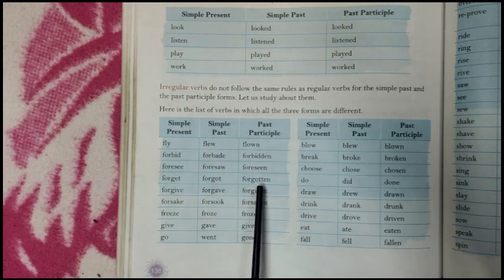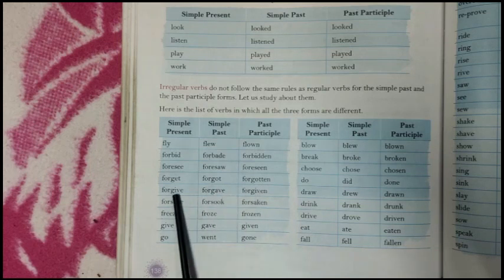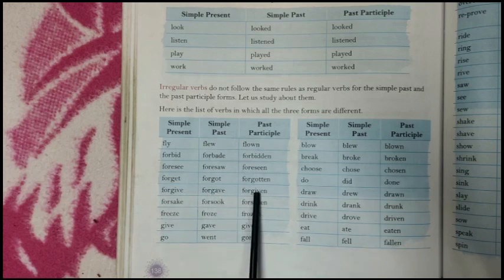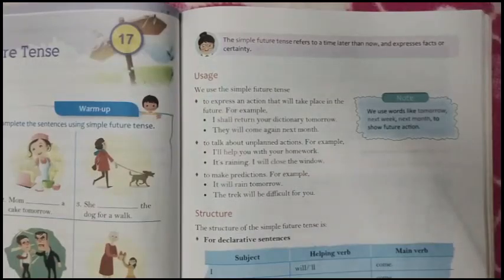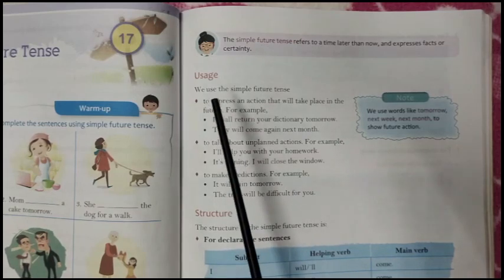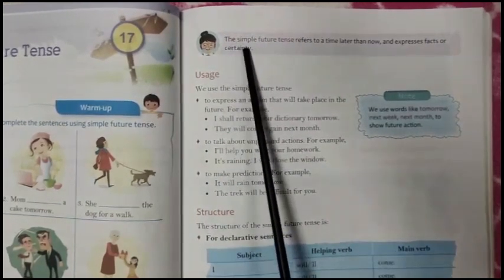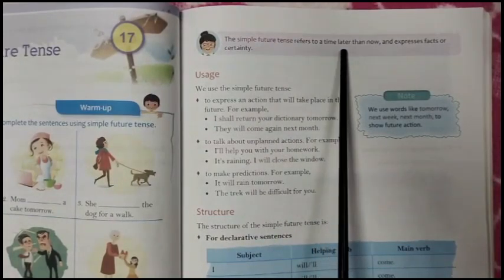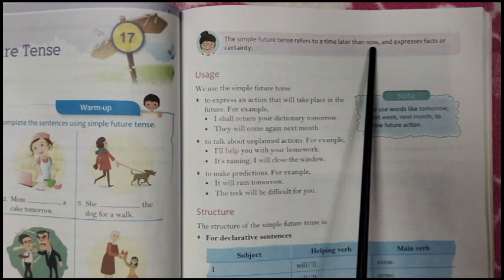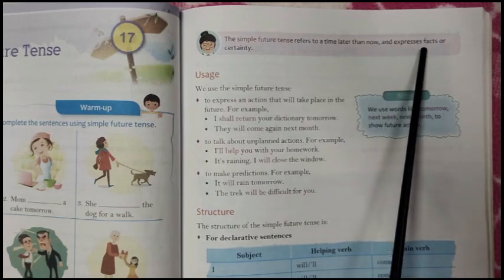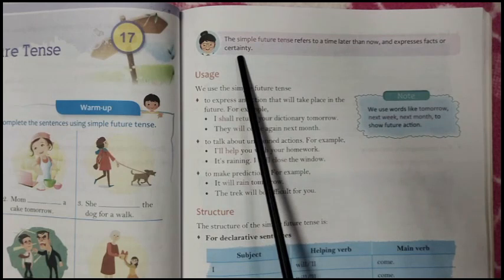So the way you form your verbs, okay, is very, very important. The way you form your verbs will show what tense you are using. So verbs are very important in the tense. All right, now going back to the lesson, on page 81, right at the top, it says, the simple future tense refers to a time later than now and expresses facts or certainty.